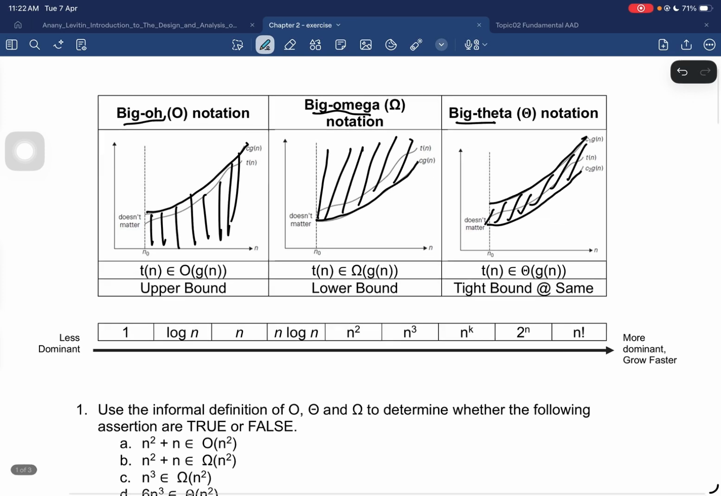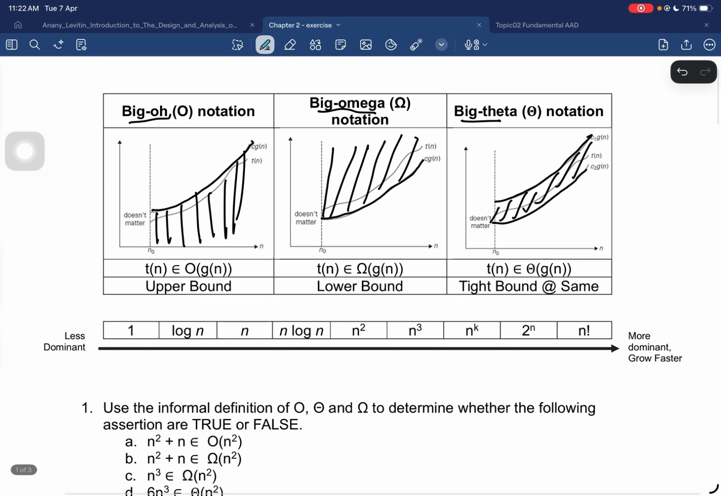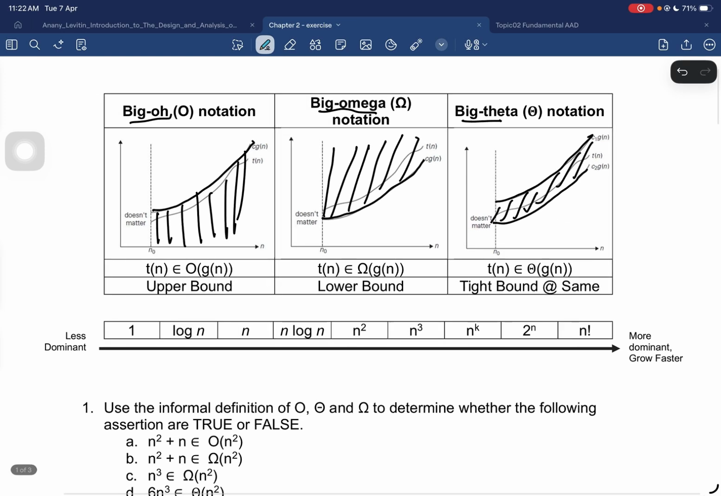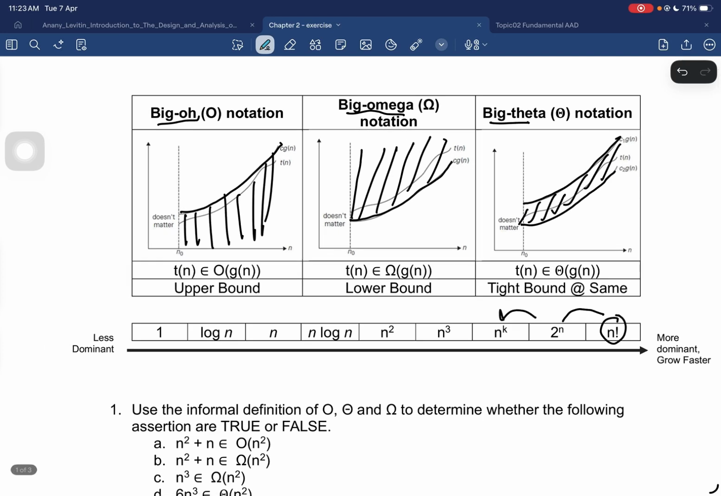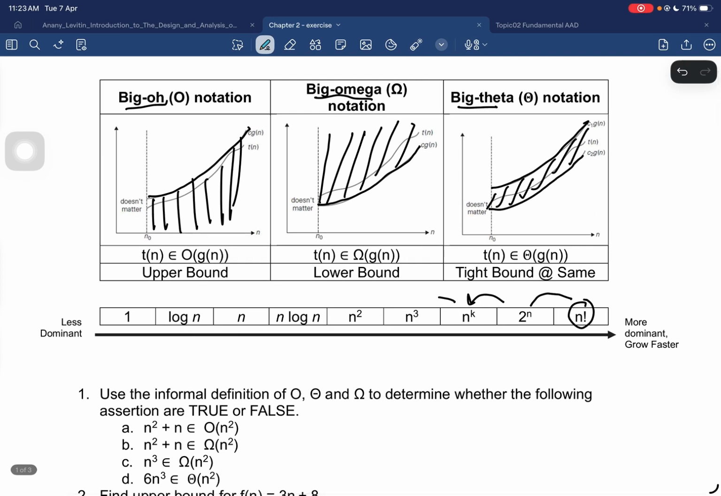Next, we need to understand efficiency classes. We have less dominant and more dominant. How do we determine which one is more dominant? We can look at the growth rate. Factorial grows faster than 2^n, and it grows faster than n^k. n^k grows faster than n cubic, n cubic grows faster than n square, and so on. So here we need to choose the most dominant.